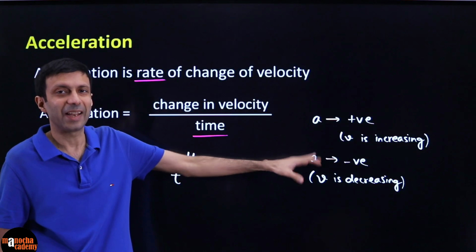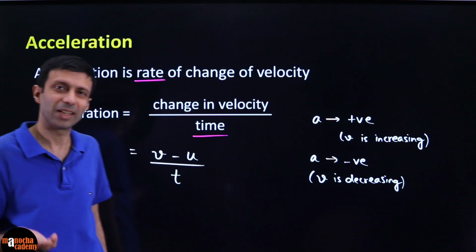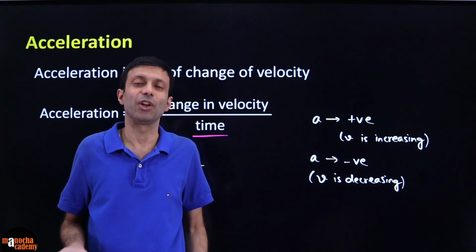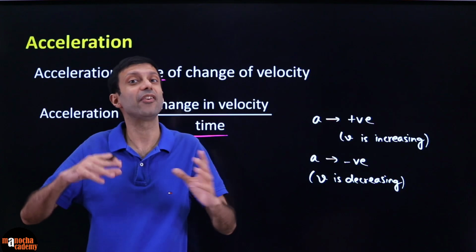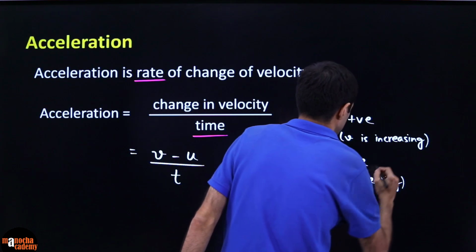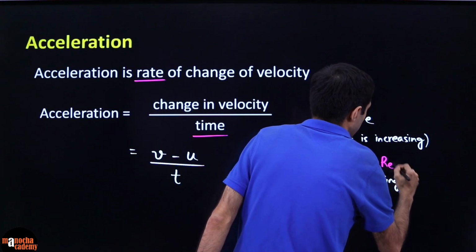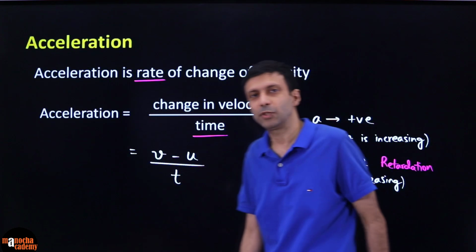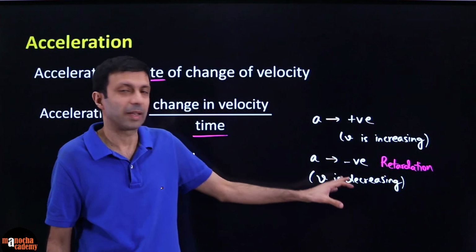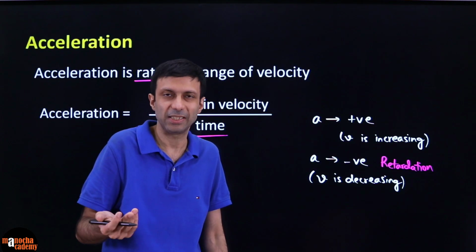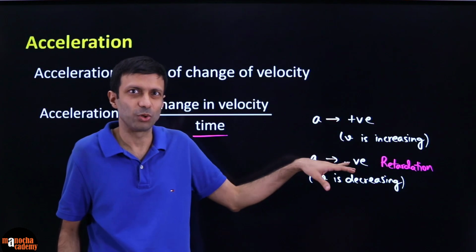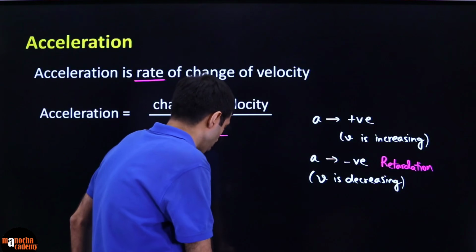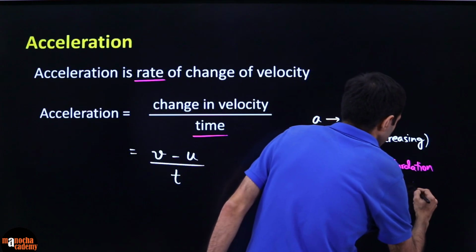So final velocity is less than initial velocity. And when acceleration is negative, there's another special term used there. Do you guys know the term? What is it called? We call it negative acceleration or retardation. So this is known as retardation. Yes, very good. Retardation is also sometimes known as deceleration. You might see that word, though that is more rare. Usually we call it retardation or deceleration.